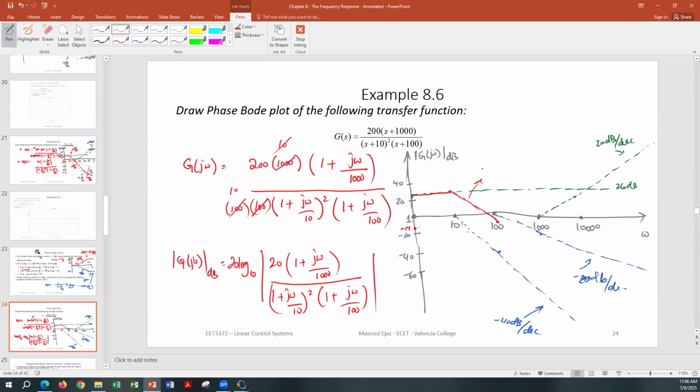The slope of this line is negative 40 decibel per decade. All right, at 100, how is it going to drop? Now you have two poles starting at 10, and one pole starting at 100. So what will be the slope now? Negative 60. Yeah, it's going to drop with an additional 20, which will make it negative 60. So between 100 and 1000, it's going to drop by negative 60 decibel.